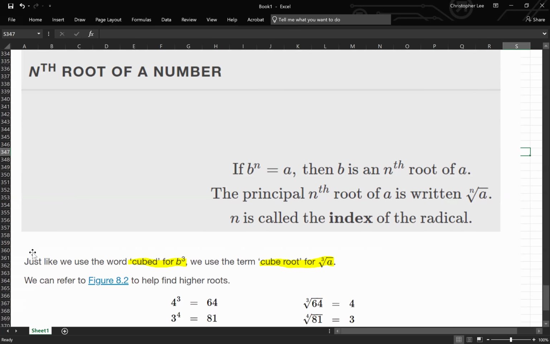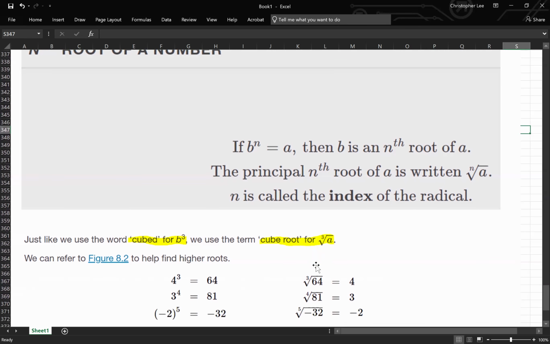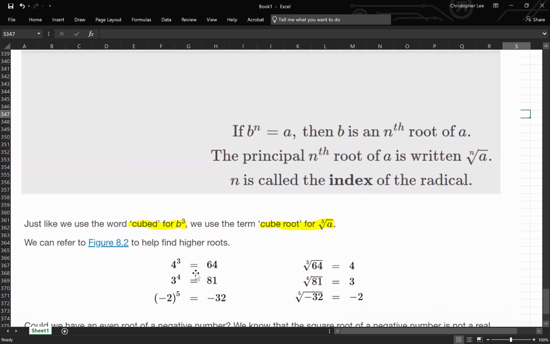Okay. Just like we use the word cubed for b to the third power, we use the term cube root for the cube root of a, right? So we can refer to this table for higher roots. So for example, 4 to the third power is equal to 64. That therefore the cube root of 64 is 4, right?